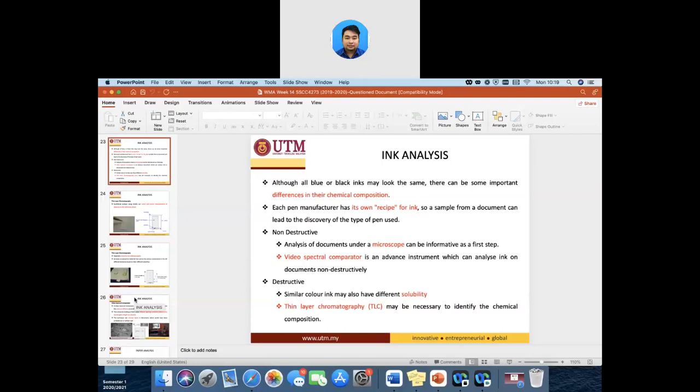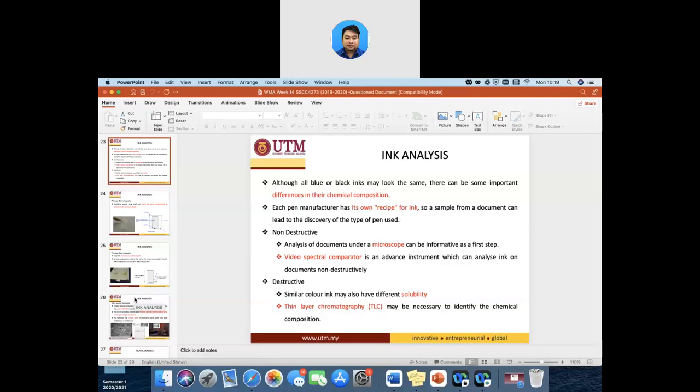So the first one is the non-destructive. As I mentioned before, for forensic evidence exhibits, usually we will do a non-destructive analysis first if it is possible. Okay, so for DNA of course not. But for ink analysis or paper, we will look at the non-destructive first before we do the destructive one. Okay, so non-destructive analysis of documents under the microscope.